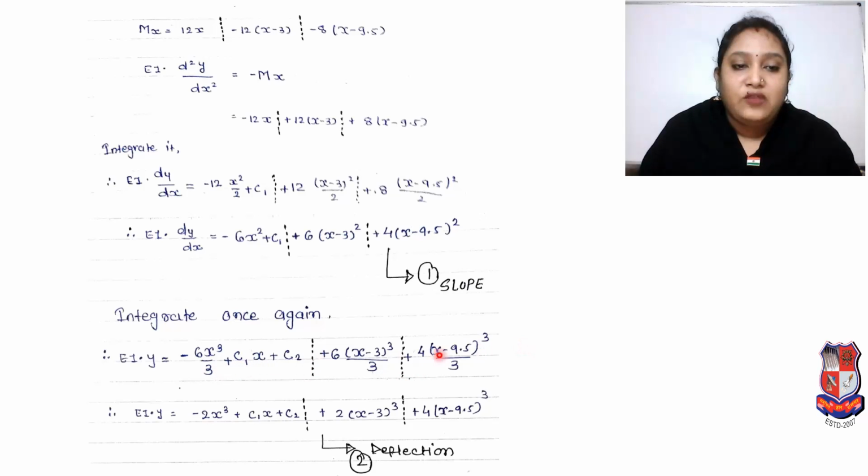If we simplify, here 6 and 3, so 2 will be there, so minus 2x cube plus C1x plus C2, here again the cancellation of 3, so 2 (x minus 3) whole raised to 3 plus here 4 by 3 will be there. Here 3 is not mentioned but considered, 4 by 3 in a bracket (x minus 9.5) whole raised to 3. This is our equation number 2, deflection. Please keep in mind equation number 1 is EI dy by dx for slope, and our equation number 2 is deflection for EIy, because we will use that for other calculations.